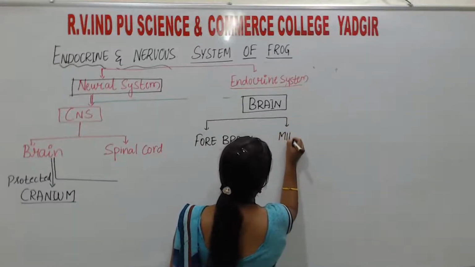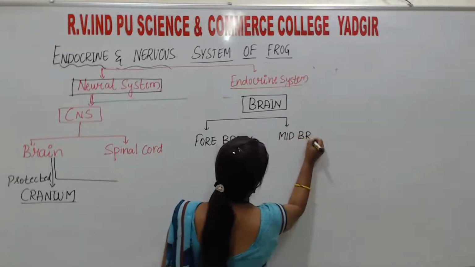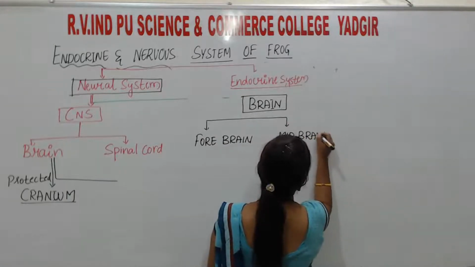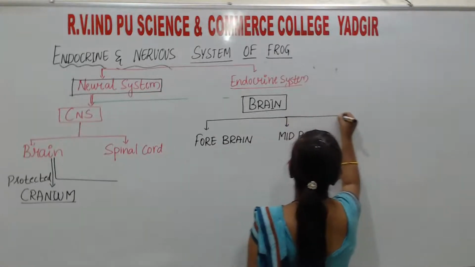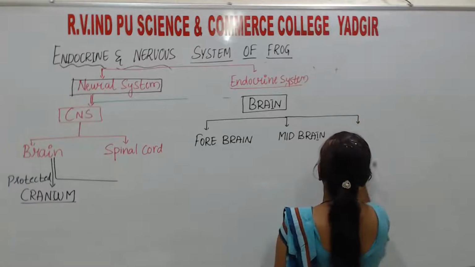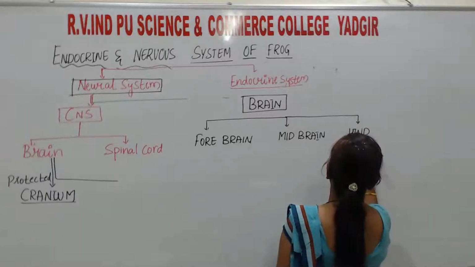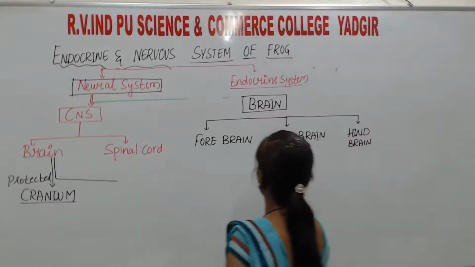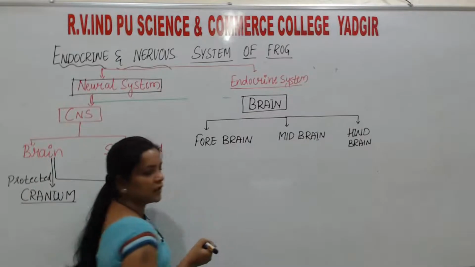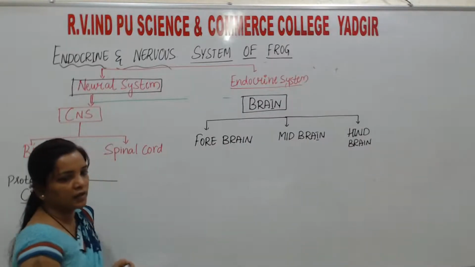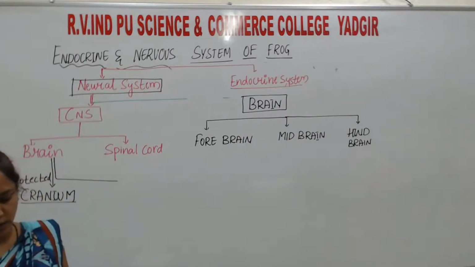then midbrain, okay, forebrain, midbrain, and hindbrain. The brain has been divided into three parts: forebrain, midbrain, as well as the hindbrain.